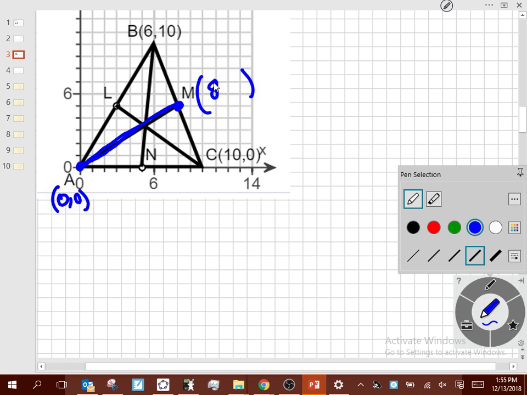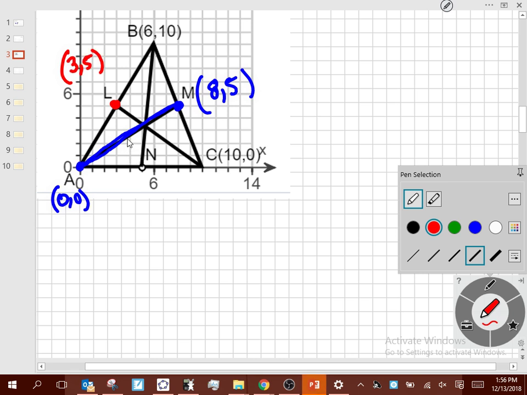8, 5. Okay? Because M is the midpoint, right? So these are meeting, and so that has to be a midpoint. So I take 6 plus 10, 16, divide by 2 gives me 8. 10 plus 0 is 10, divide by 2 gives you 5, right? I'm just going to go through them. I'm going to find the same thing for that point there. Okay, so that's going to be, what, 3, 5?